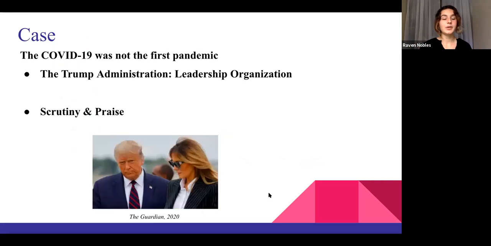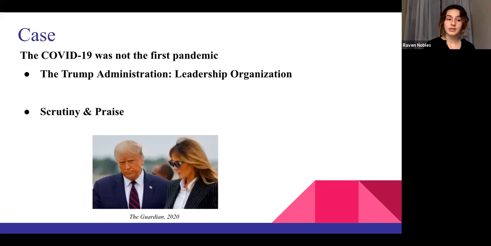Specifically within our case study, we looked at the Trump administration as a leadership organization. We looked at what Donald Trump and his administration employed through his communicative leadership, and we focused on the scrutiny and praise that Donald Trump received while he was in office during the COVID-19 pandemic. We wanted to further understand his communicative process and how he had delayed a lot of the roles he had as president during the pandemic.